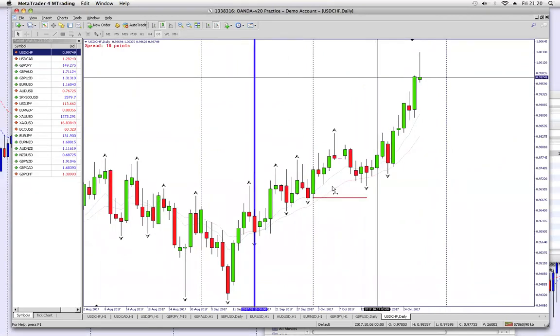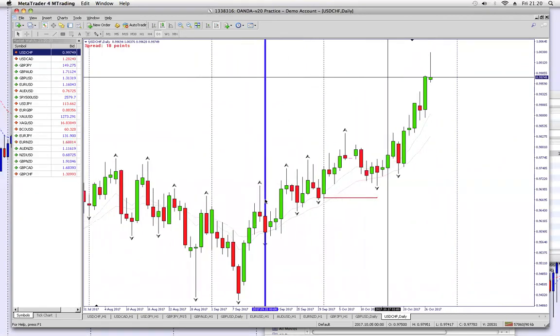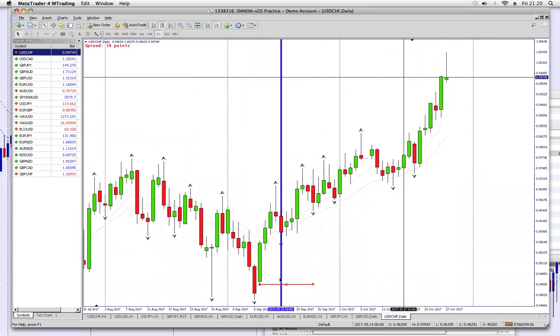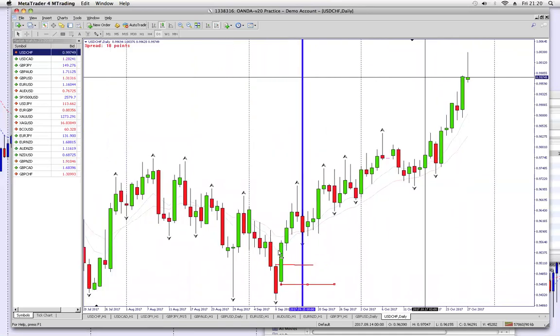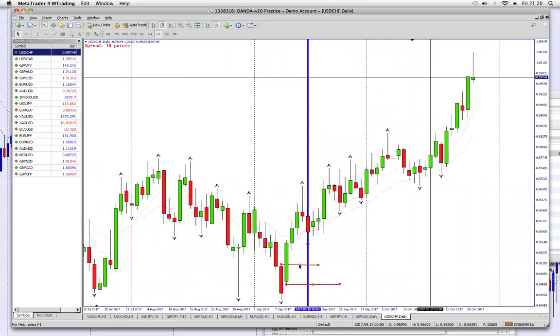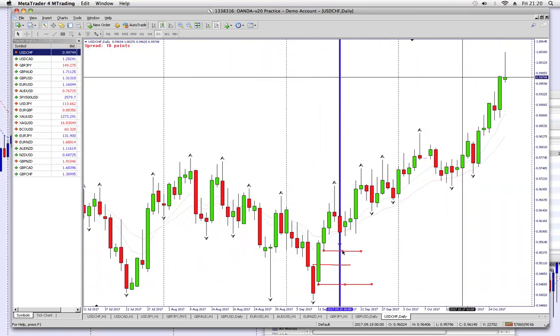So it's got to close below. You can tell where it's heading because it's closed above the red candle up. That means we're bullish. And it's not closing above there. It's not closing below there, so we're not selling.